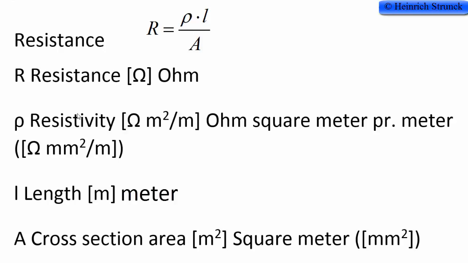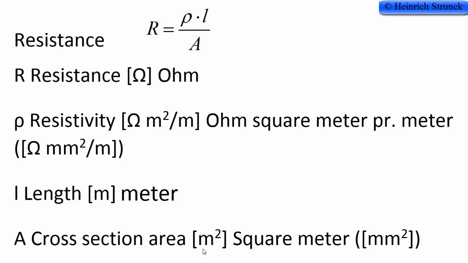Rho is the resistivity measured in ohm square meter per meter, or that is the SI unit. Many times we use ohm square millimeter per meter instead, because that gives us a normal number for calculating on a wire, for example. L is the length of the wire, and A is the cross-section area.